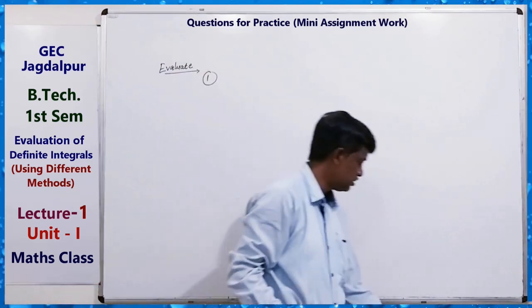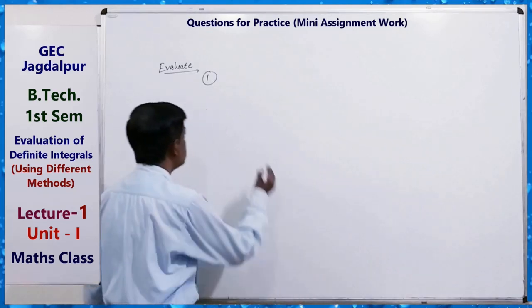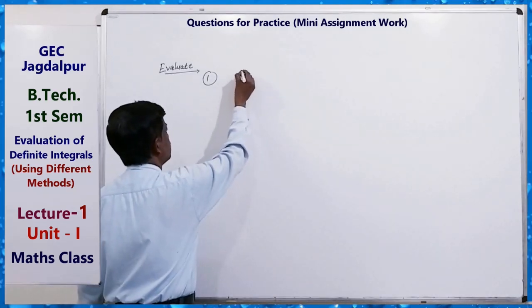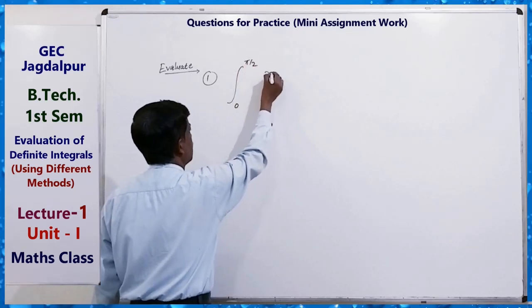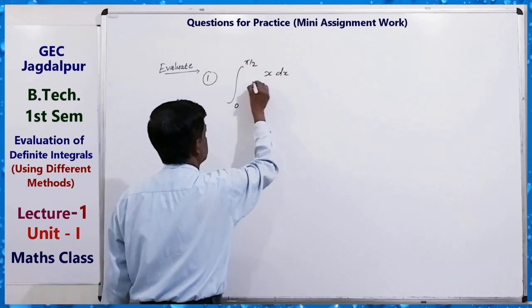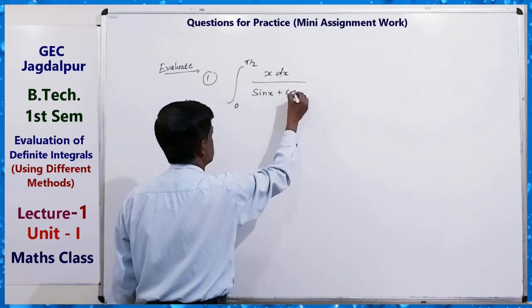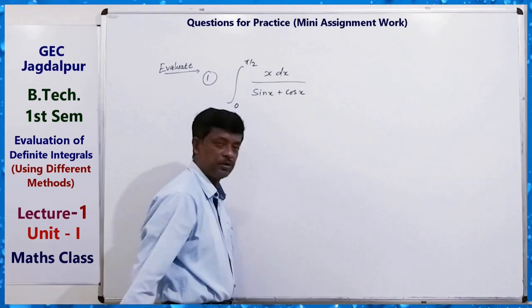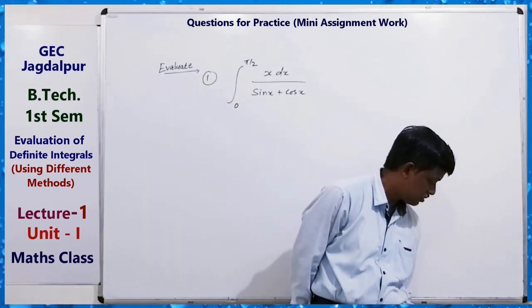First question: integral 0 to pi by 2 of x dx upon sin x plus cos x. Okay, first question, 0 to pi by 2, x dx by sin x plus cos x.